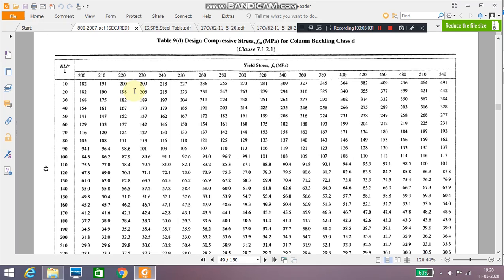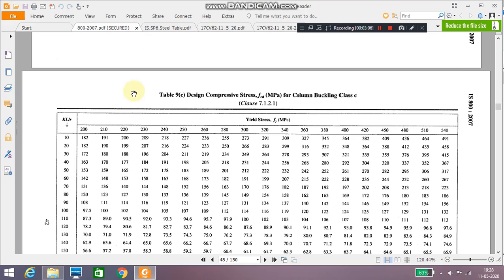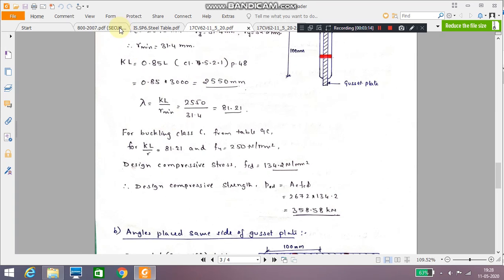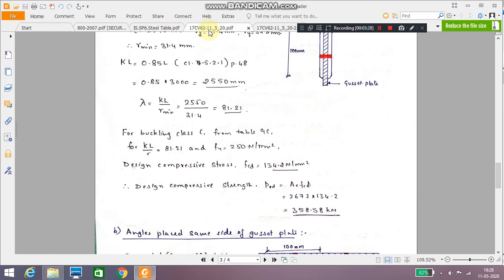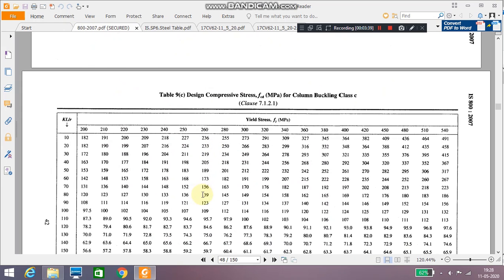Let us go to table number 9C. This is table number 9C for column buckling class C, Fy equal to 250. Now the value of KL by R, 81.2, is in between 80 and 90. Between 80 and 90 we have 136 and 121. So you interpolate for 81.21 between 136 and 121. On interpolating we get 134.2 Newton per millimeter square. You have to interpolate it.